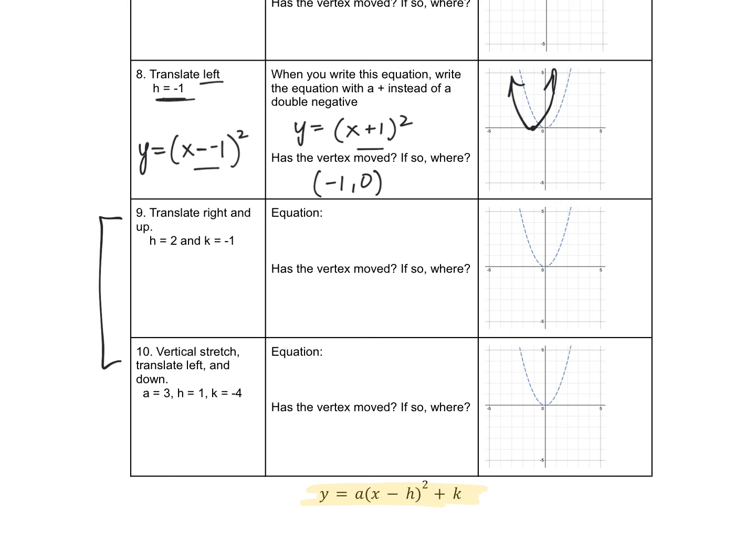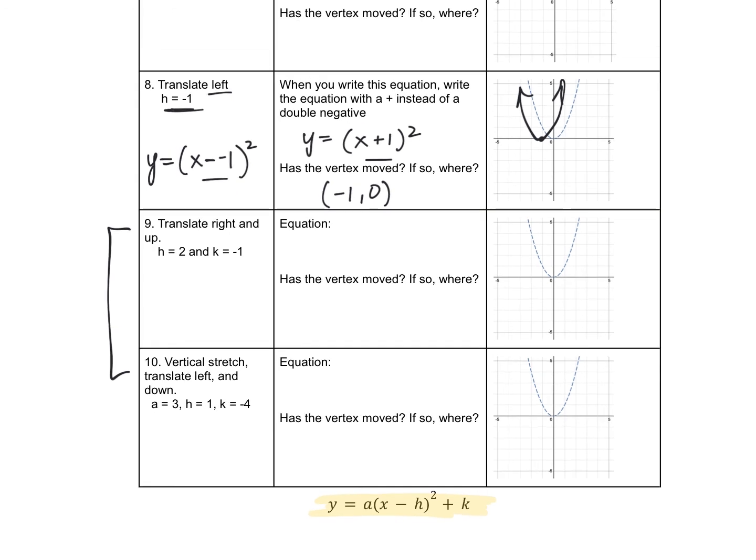All right, so if you tried these, hopefully you have y equals for this first one. If I went right 2, I'm going to say x minus 2 squared, and then it went, this should have said up 1, so this should have been a positive 1, so plus 1. Okay, the vertex has moved. You can see that the vertex is going to be 2, 1.